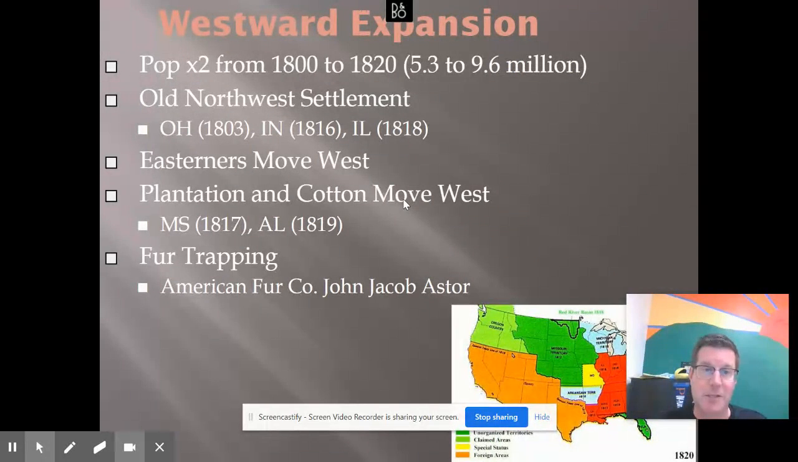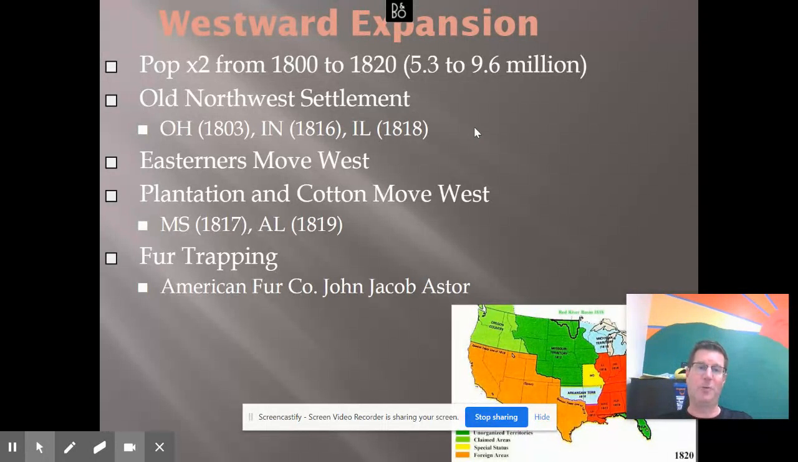Okay, westward expansion. People indeed start moving westward. In fact, the population from 1800 to 1820 is going to double, or roughly double. To put that in proportion, that would be like the population of the United States becoming 700 million in the next 20 years. Not going to happen. We're about 350 million right now.